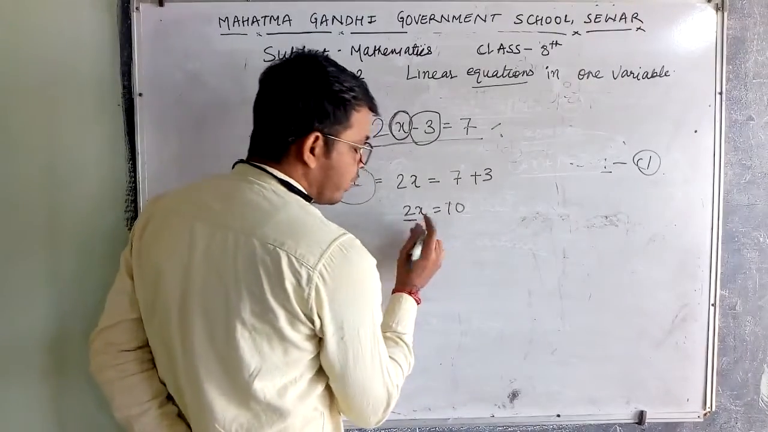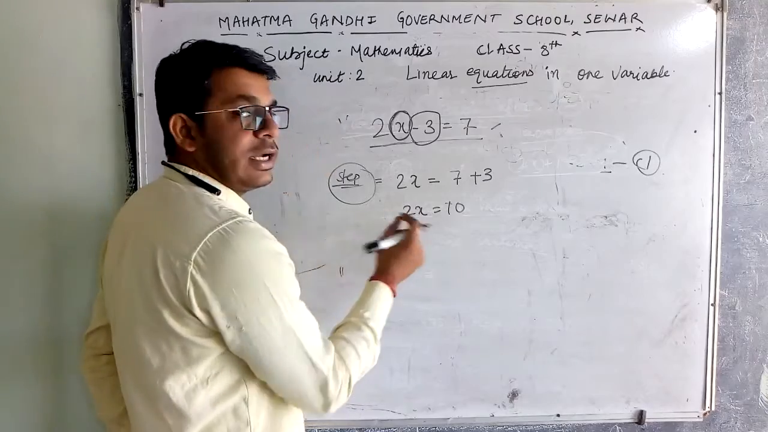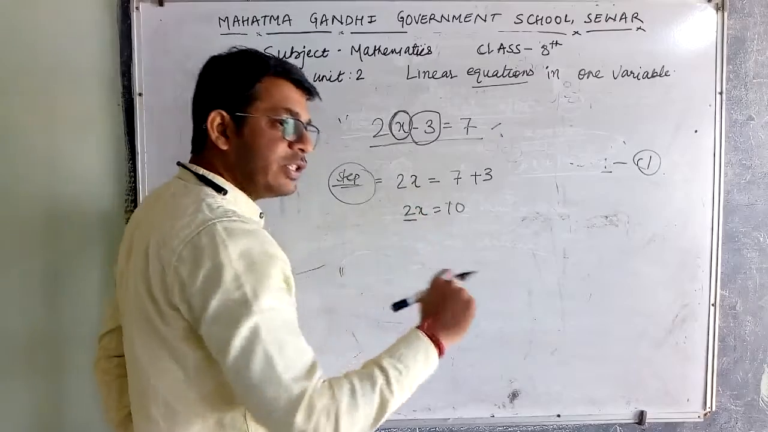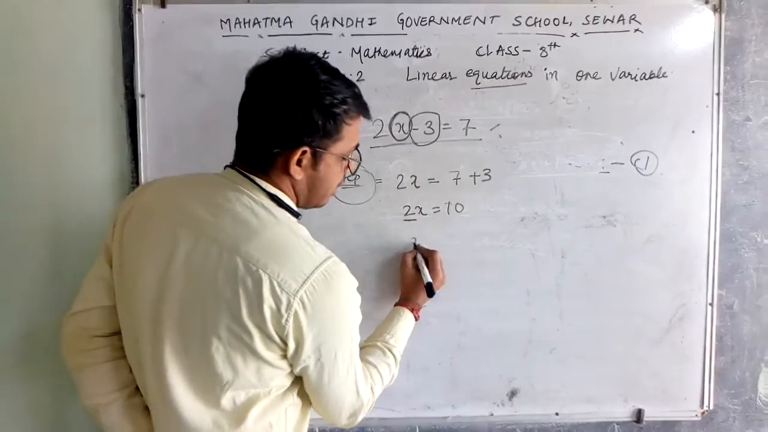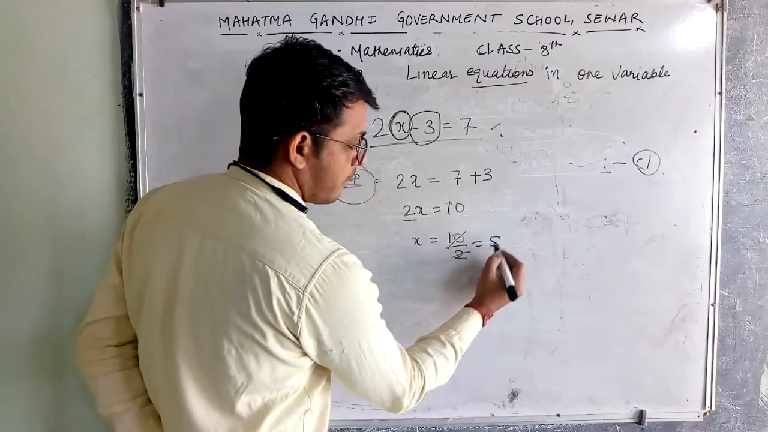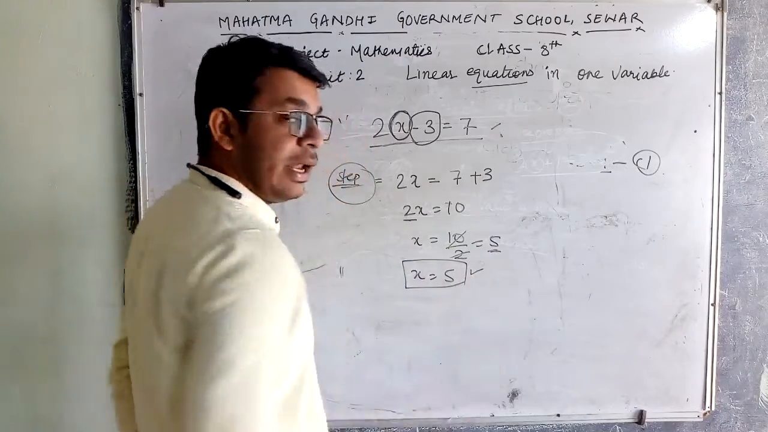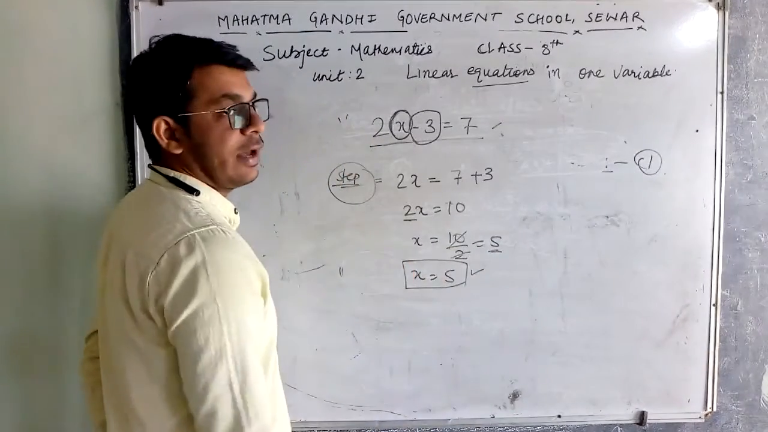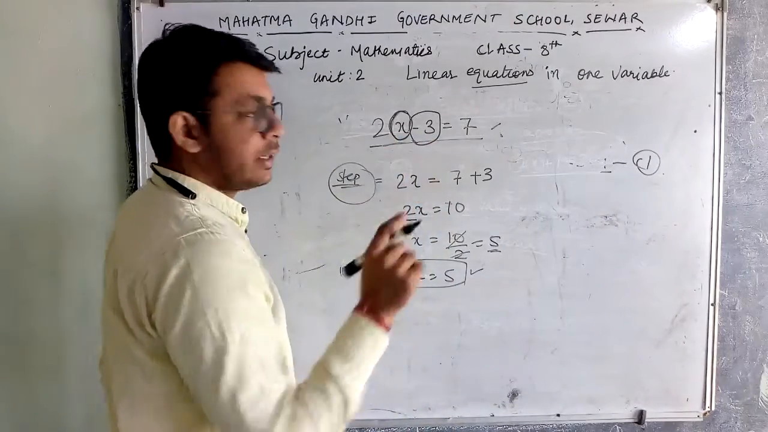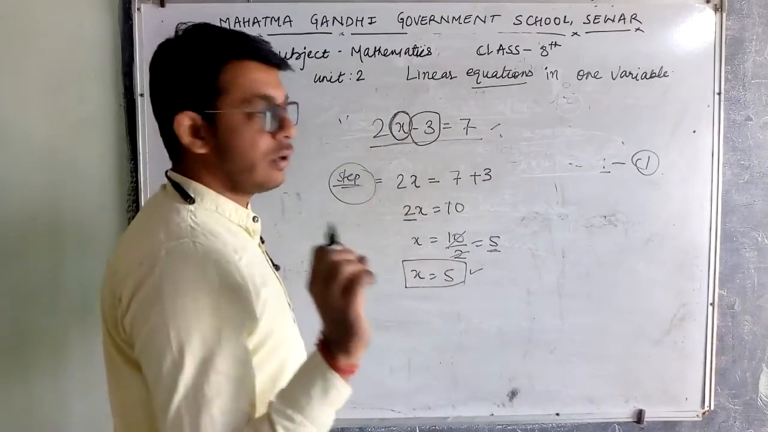Now one thing we know, wherever we transfer a number multiplied with a variable, it will change to division on the other side, like that. x equal to 5. So the value of x that came out is 5. If we place this 5 in this equation, then the value of both sides will be equal. That's called a true equation.